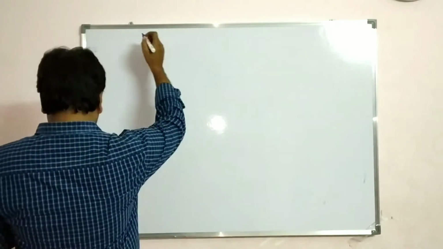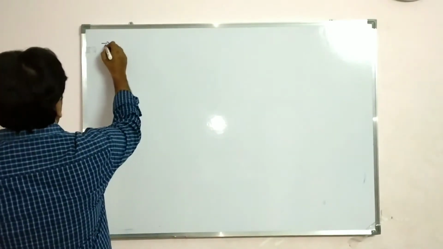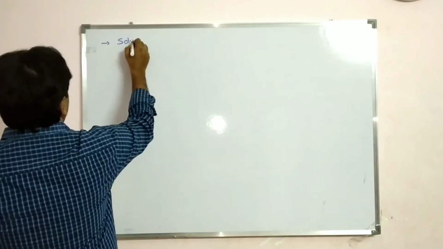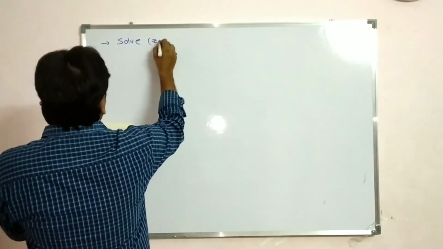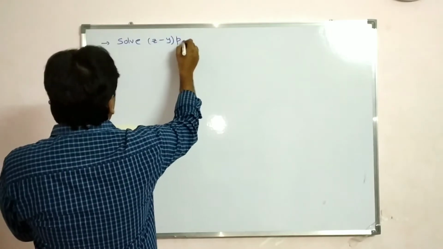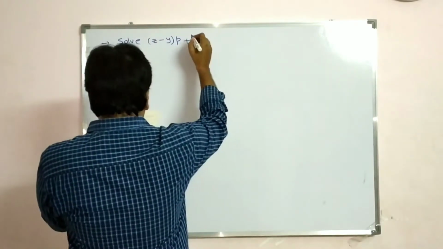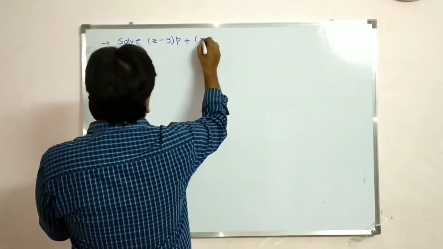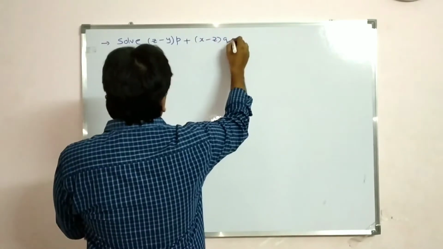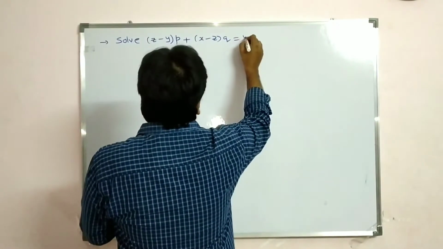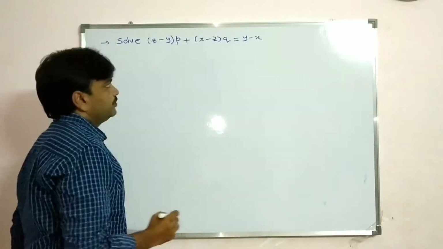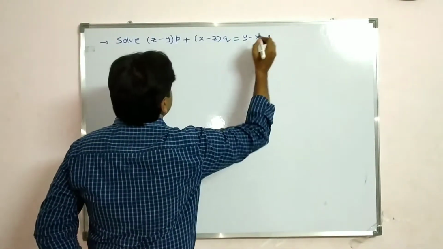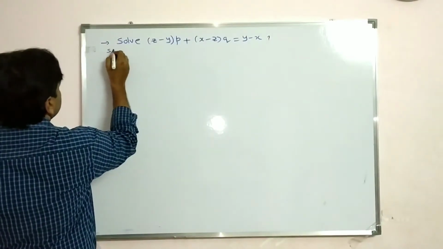Solve (z minus y) p plus (x minus z) q is equal to y minus x. Solution.